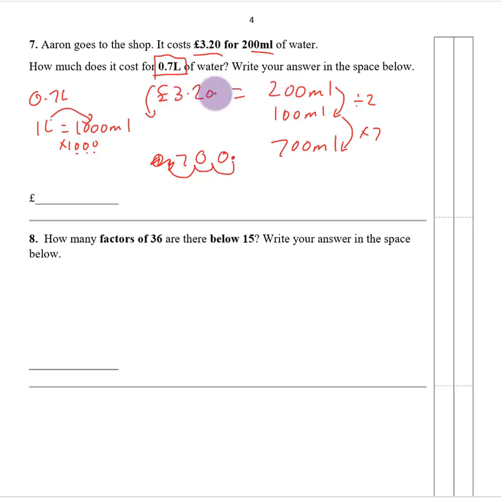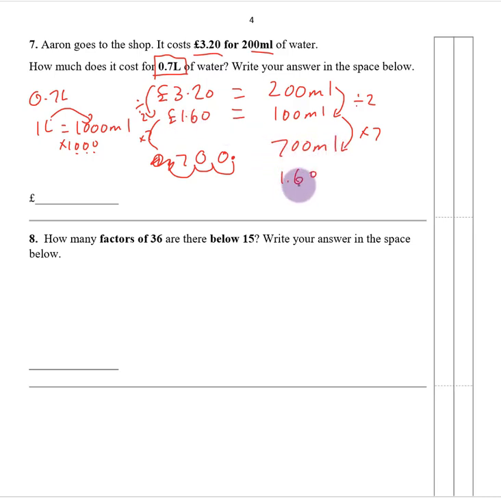So we need to divide £3.20 by 2. So 32 divided by 2 is 16. So this is going to be £1.60. So I now know that 100 millilitres is £1.60. So if I just times that by 7, so divided by 2 and then times by 7, that's going to give me what 700 millilitres will be worth.